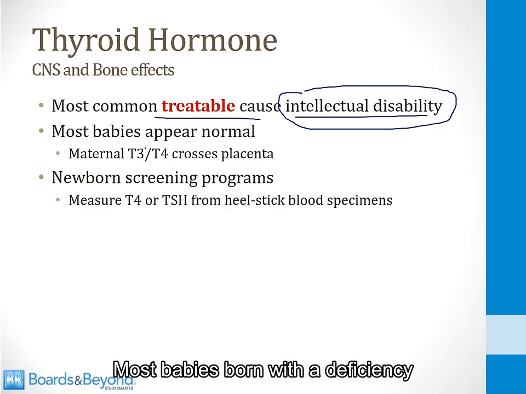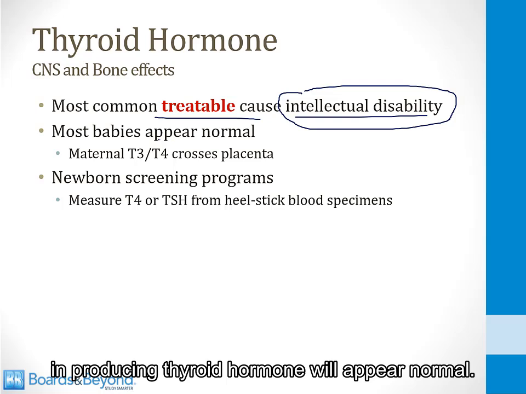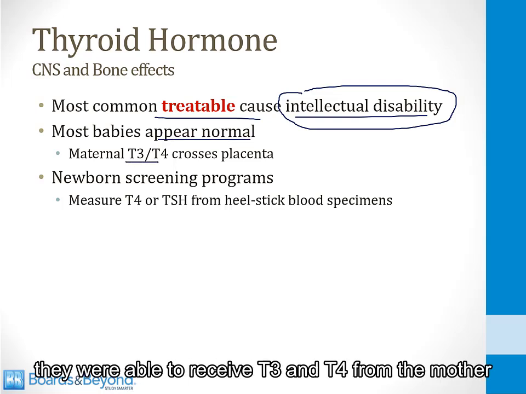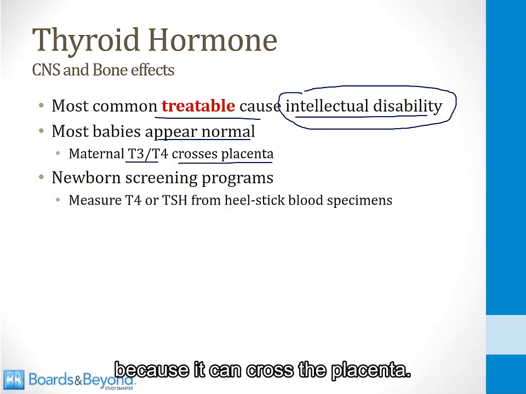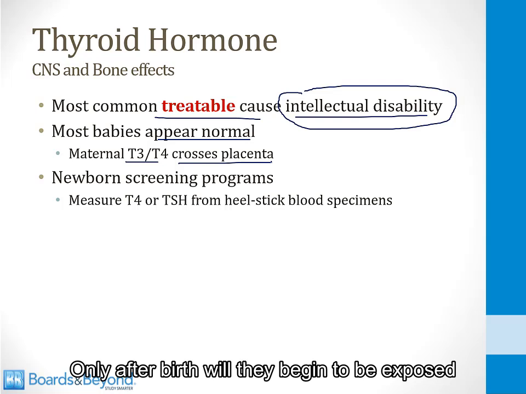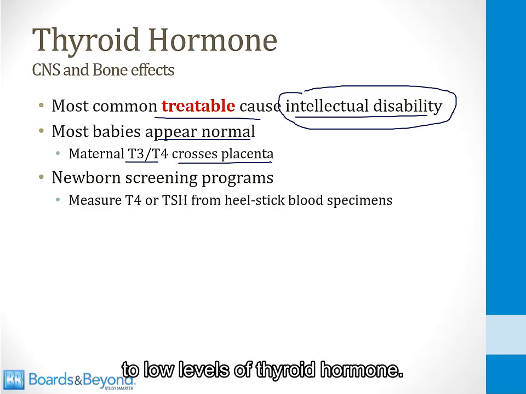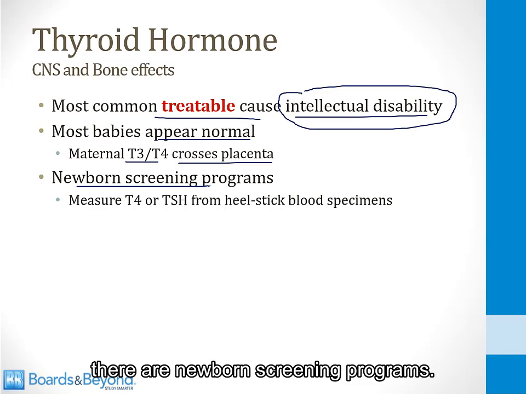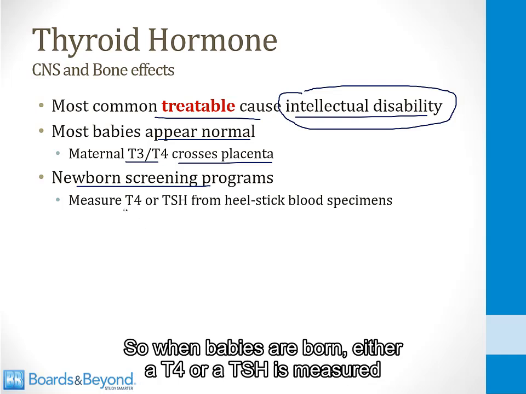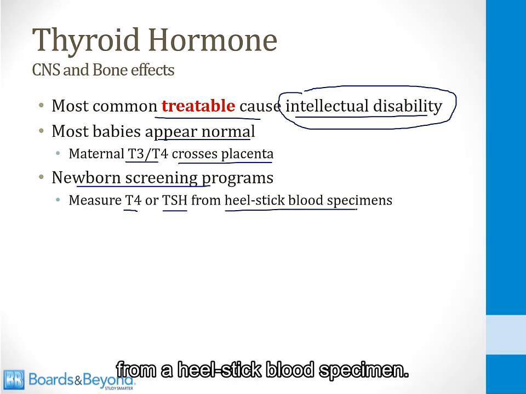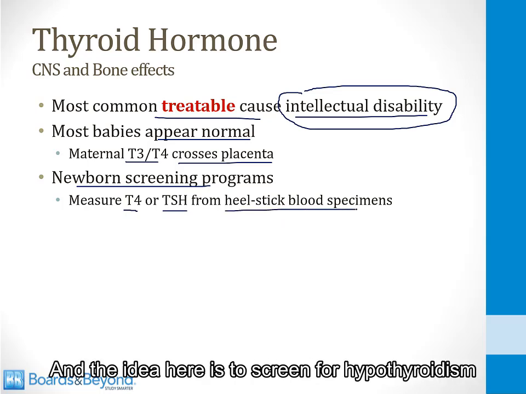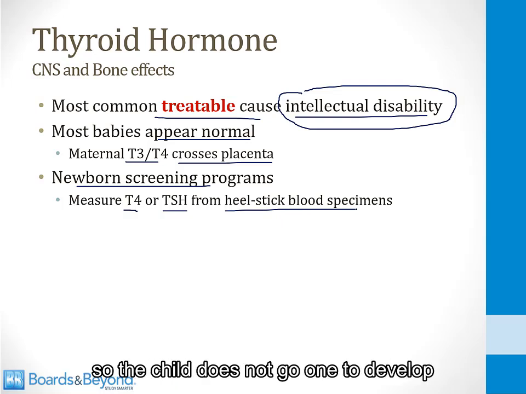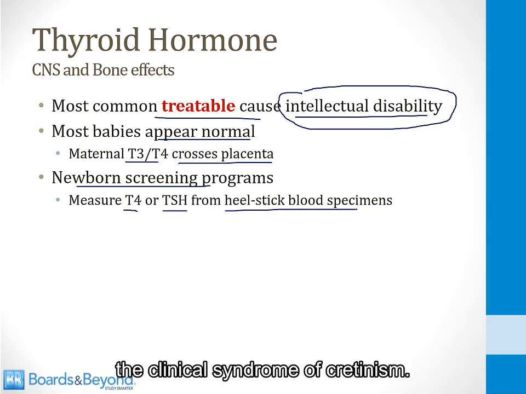Most babies born with a deficiency in producing thyroid hormone will appear normal, and that's because in utero they were able to receive T3 and T4 from the mother because it can cross the placenta. Only after birth will they begin to be exposed to low levels of thyroid hormone. And in many countries, including most parts of the United States, there are newborn screening programs. So when babies are born, either a T4 or a TSH is measured from a heel stick blood specimen. And the idea here is to screen for hypothyroidism, and if it's present, to treat it early so the child does not go on to develop the clinical syndrome of cretinism.